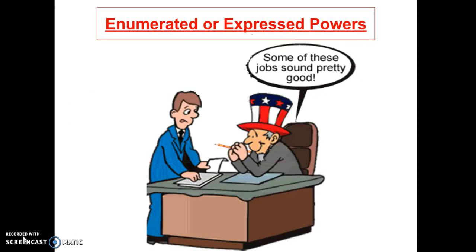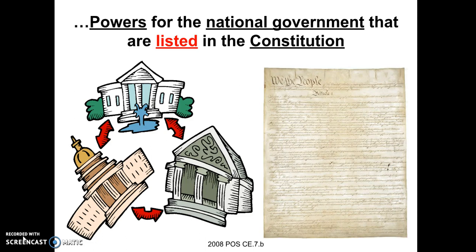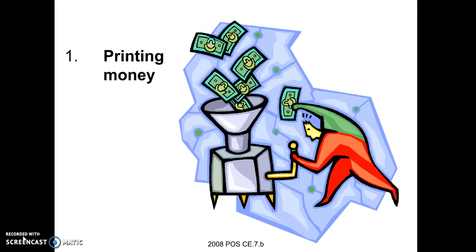All right. So first we have our enumerated or expressed powers, which, as we remember, are the powers for the national government that are listed in the Constitution. They're actually written down that these are the powers of Congress. The national government is in charge of printing money. We don't want to have different money going state to state, right? When we go into Maryland or DC, we don't want to have to do a currency exchange, that we have one bunch of money for the United States.